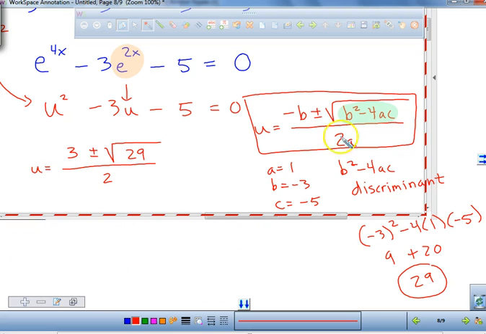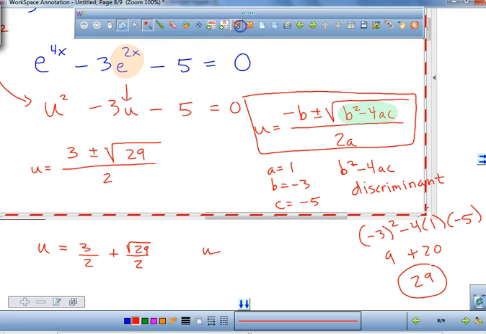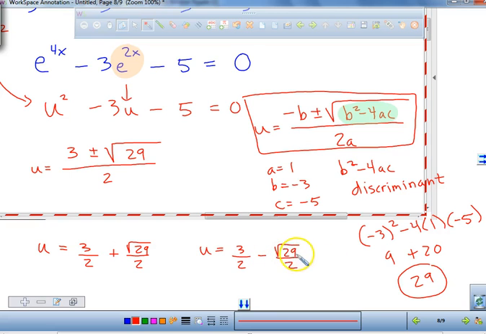So here's what I want you guys to write in your journal. All right, so we have 2 answers. We have u is equal to 3 over 2 plus radical 29 over 2, and we have u is equal to 3 over 2 minus radical 29 over 2. Now, I don't know if you guys know what the square root of 29 is, but it's definitely between a 5 and a 6. So what's the square root of 25? 5.